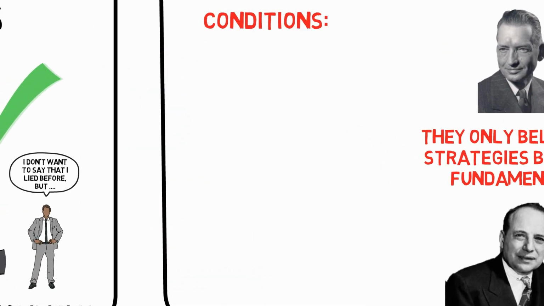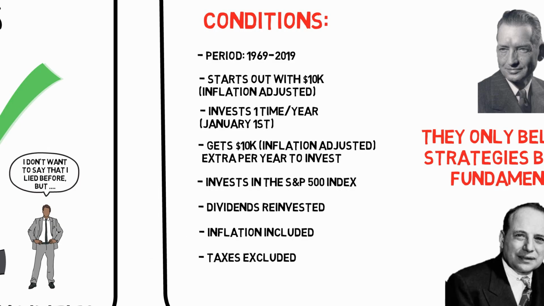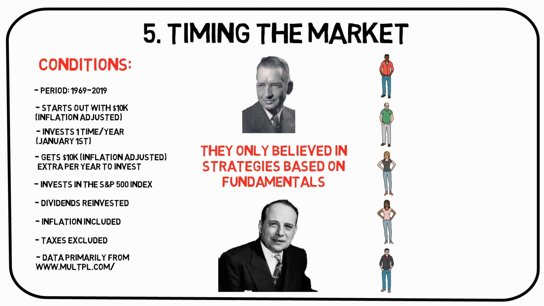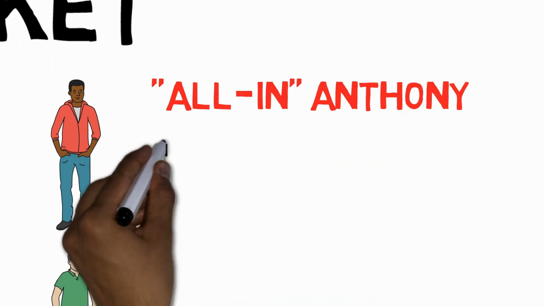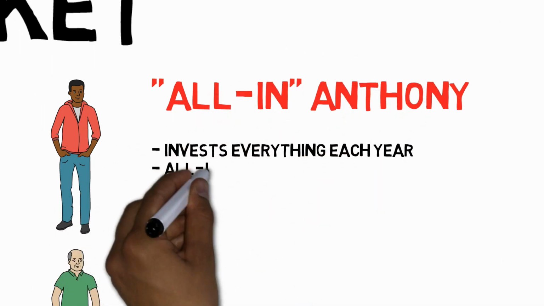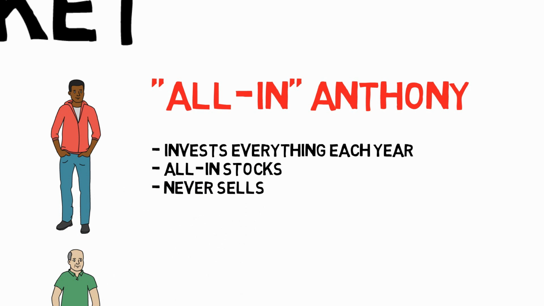Here are the conditions. The primary thing you need to remember is that the 5 investors implementing these strategies get an additional inflation-adjusted $10,000 each year. This is money that they've managed to save, earmarked for investing. Here's that disclaimer again. Let's meet our 5 investors. All-in Anthony is the guy who simply invests everything in the stock market as soon as he gets a chance to, which, in our simplified example, is on January the 1st each year.